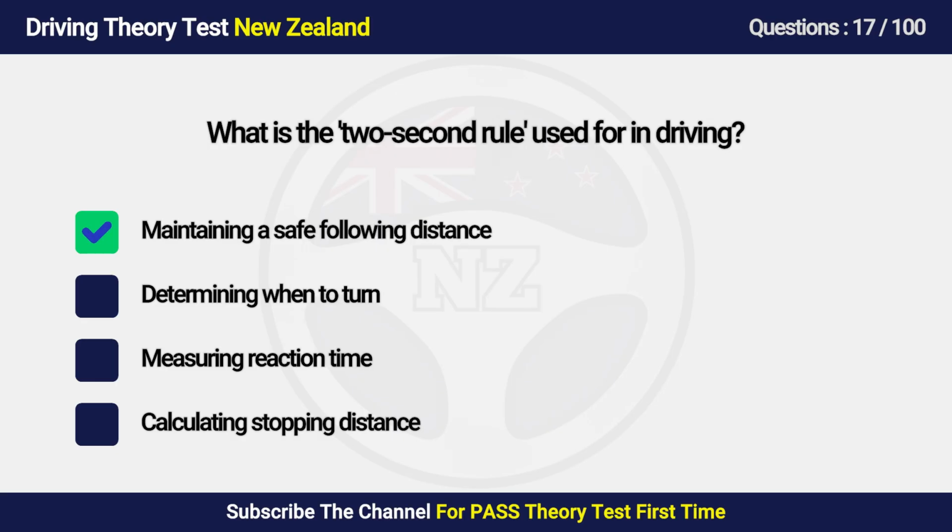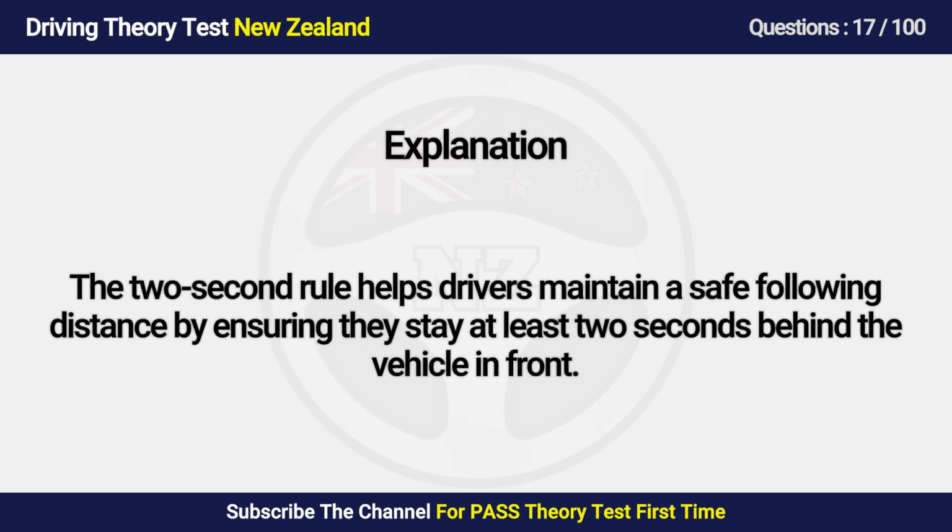Answer is A. Maintaining a safe following distance. The rule helps drivers maintain a safe following distance by ensuring they stay at least 2 seconds behind the vehicle in front.